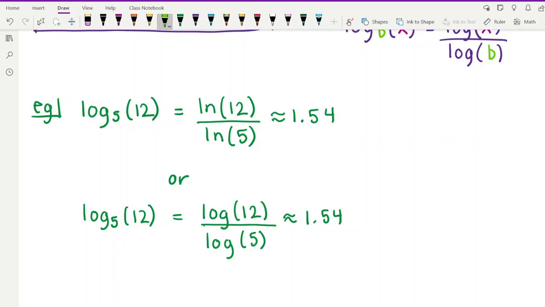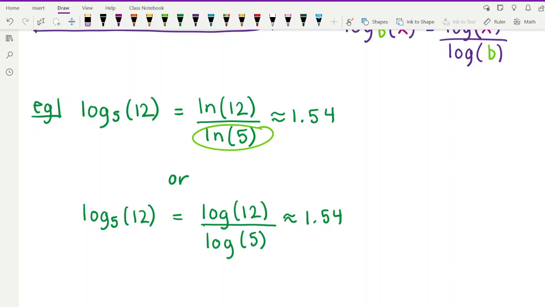So one thing I just want to point out is that ln of 12 and log of 12, if you type those separately into your calculator on their own, are not equal. Log of 12 and ln of 12 are two completely different numbers, right? Because one of them is asking what power you have to raise e to get 12, and the other one is asking what power you have to raise 10 to get 12. So that's going to be two completely different numbers. Similarly, log of 5 and ln of 5 are two completely different numbers too.